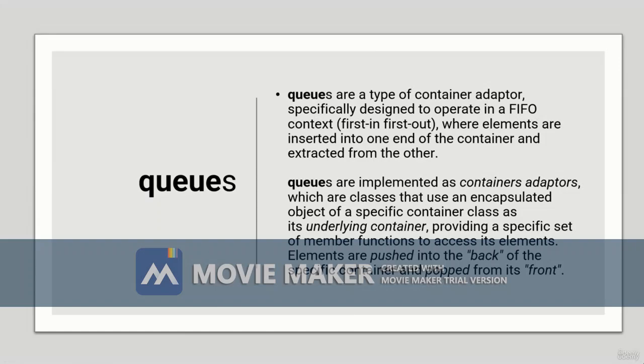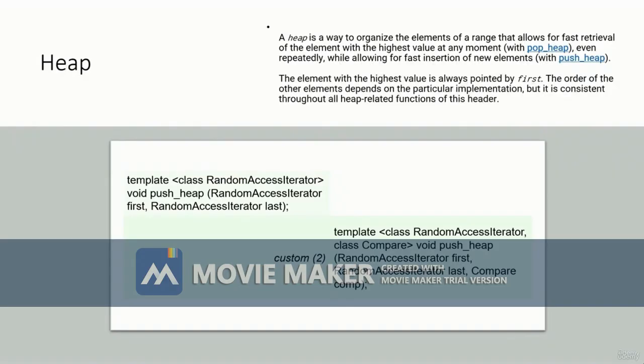Queues are a type of container adapter specifically designed to operate in a FIFO context. So unlike stacks, they work using FIFO, which is first in, first out. Elements are inserted into one end of the container and extracted from the other. Queues can be encapsulated using a specific container class as its underlying container, providing a specific set of member functions to access its elements. Elements are pushed into the back of the specific container and popped from its front.